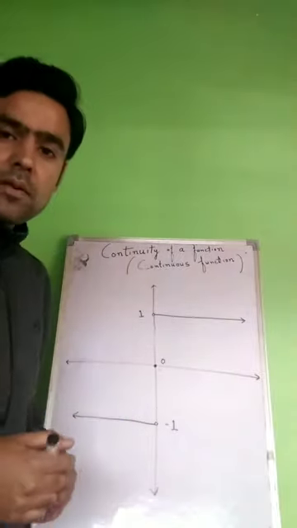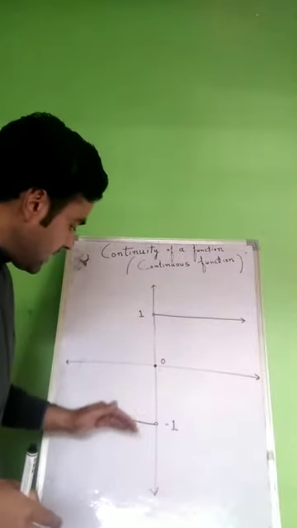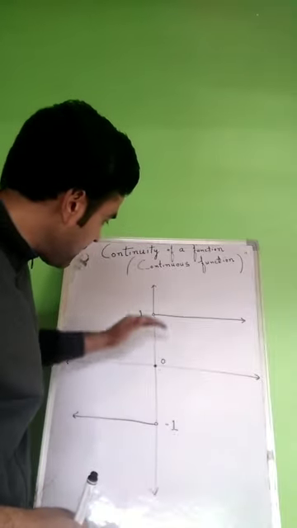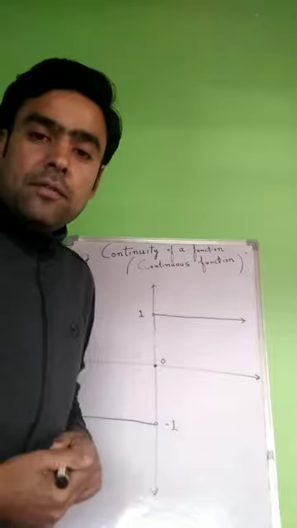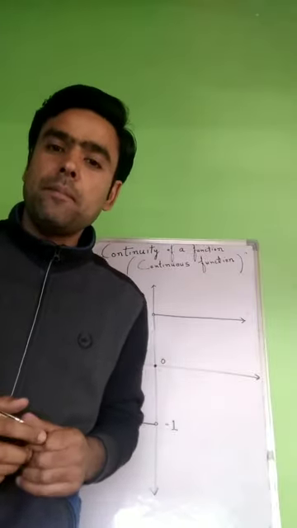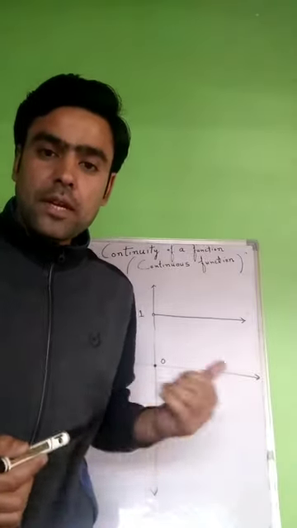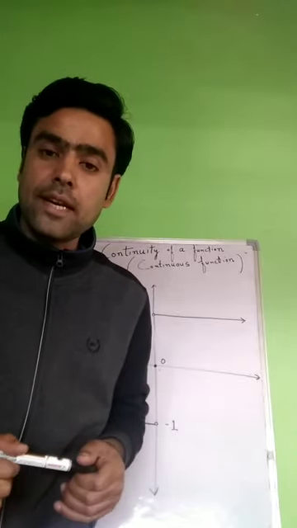Now this is the graph of the function, and clearly there is a jump in the graph which makes it discontinuous. Now we will do many more questions related to continuity in our next lecture.